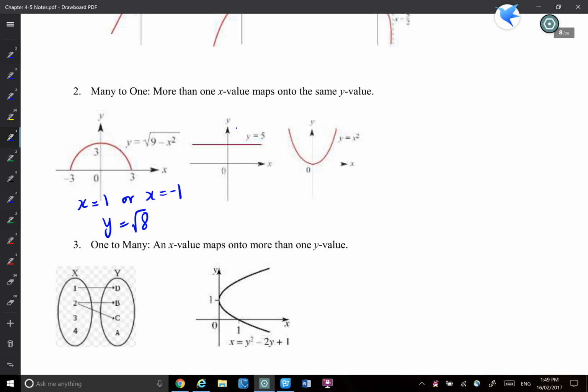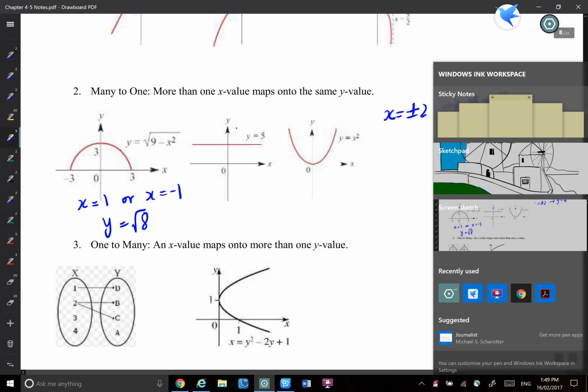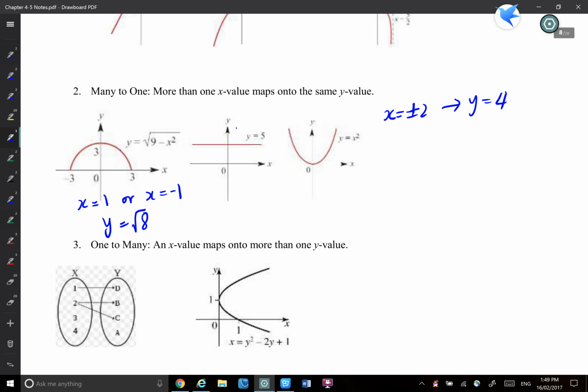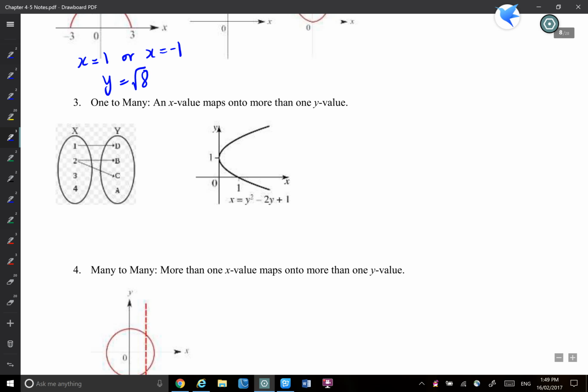Okay. And for this one, x squared. Very easy. Like x equals ±2, y will equal 4. So 2x will give you the same y value. Okay, think about the next one.